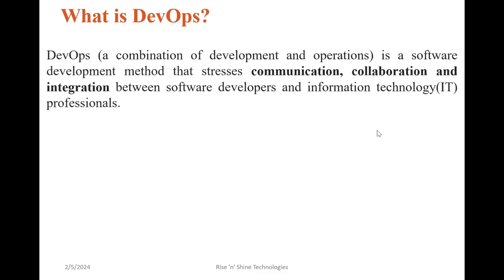Finally, what is DevOps? DevOps is not a tool. DevOps is the process model, which helps to have better coordination, communication, collaboration, and integration between the development teams and the operations teams. That's why DevOps never ends.